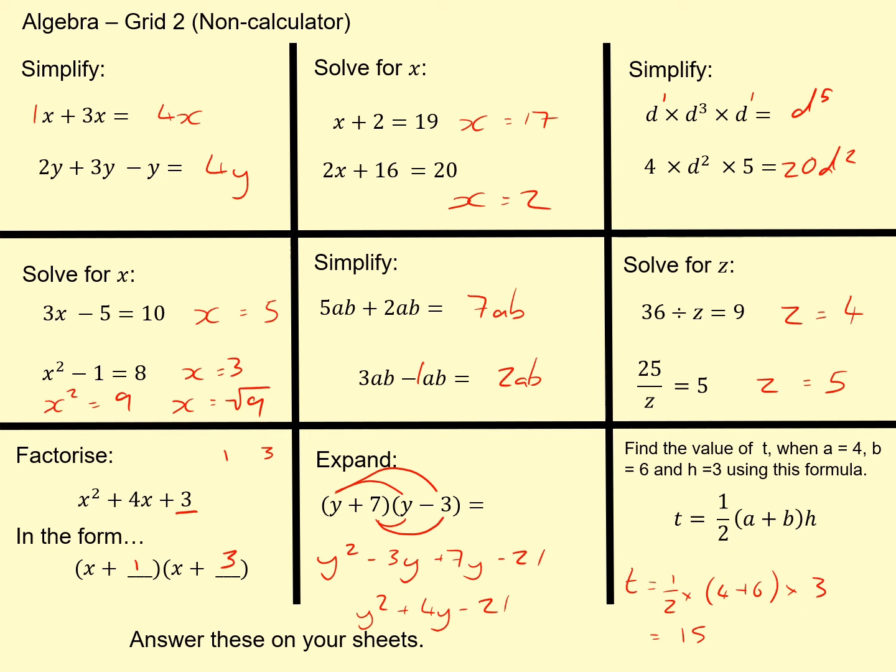And again, that same method can be used to work out the area of a trapezium, where a and b are two parallel sides, and h is the perpendicular height difference between the two.